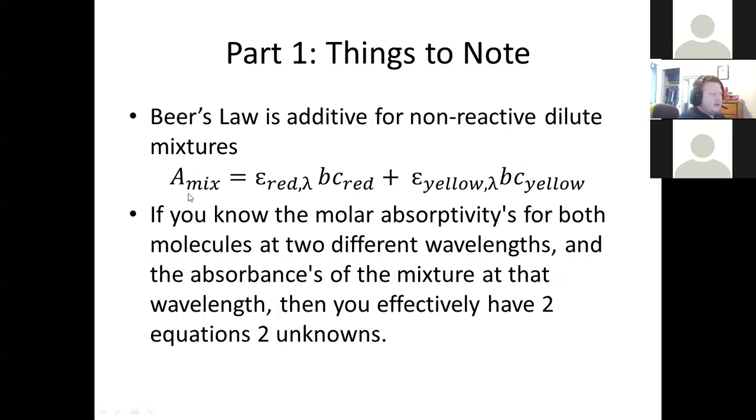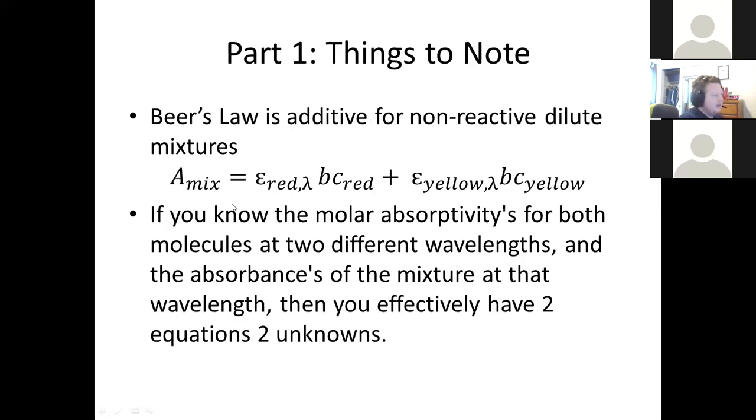So Beer's law is additive, and this is in your lab procedure packet. They give you this equation essentially, but in the case of non-reactive dilute mixtures, Beer's law is generally additive. So you have your contribution of Beer's law from the red 40 and a contribution from the yellow 5, right? And those add together to give you a total absorbance.